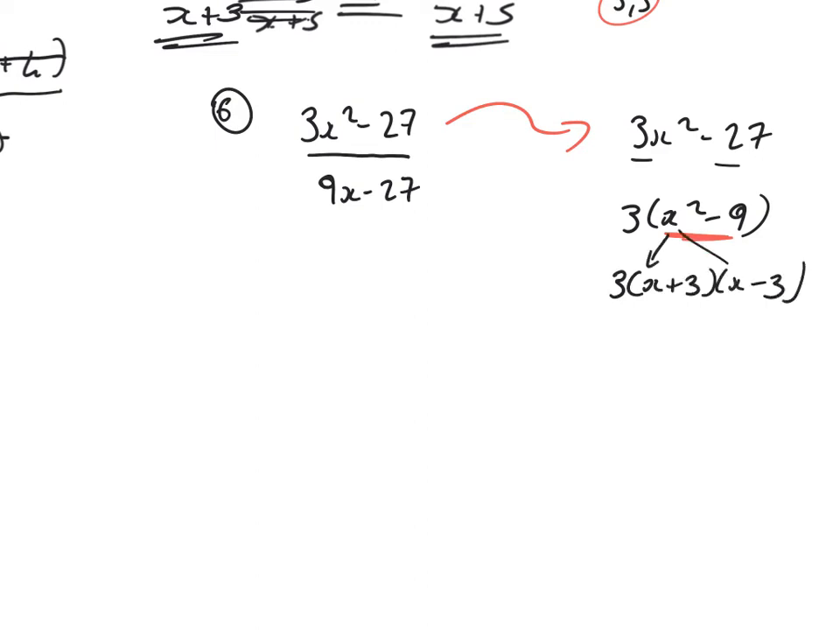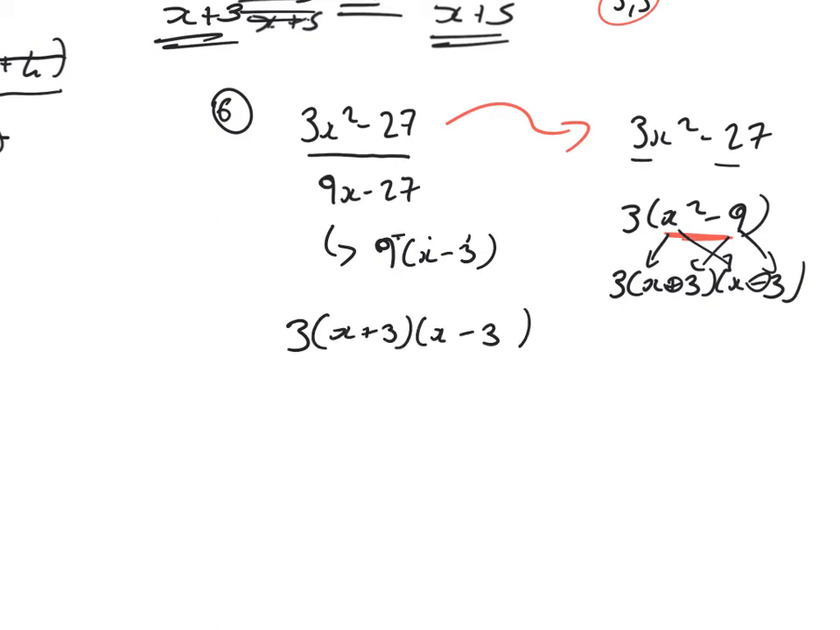The square root of x squared is x, the square root of 9 is 3, and I've got a bracket with a plus and a bracket with a minus. Okay, down the bottom, that's dead easy. That's just 9 bracket x minus 3. 9 times x is 9x, and 9 times 3 is 27. So that will be 3 bracket x plus 3, bracket x minus 3 up top over 9 bracket x minus 3 down the bottom.